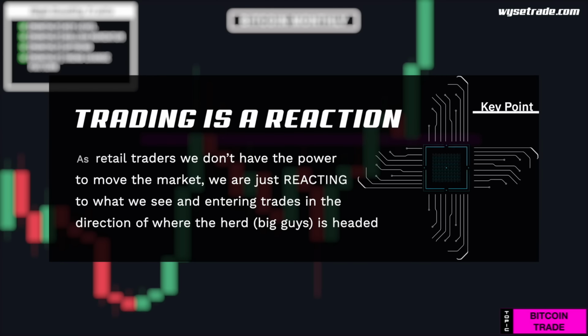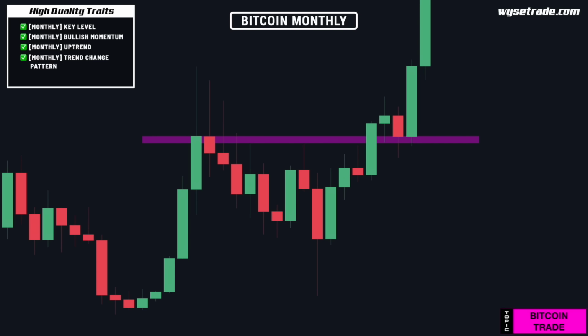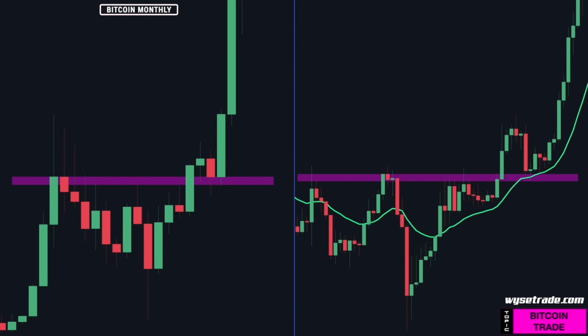As retail traders, you don't have the power to move the market. You are just reacting to what you see and entering trades in the direction of where the herd and crowd is headed. That's it. So let's pull up the weekly time frame so that we can see this in more detail. So the chart on the left is the Bitcoin monthly time frame we just looked at. And the chart on the right is the Bitcoin weekly time frame, meaning each candlestick represents 1 week of time.